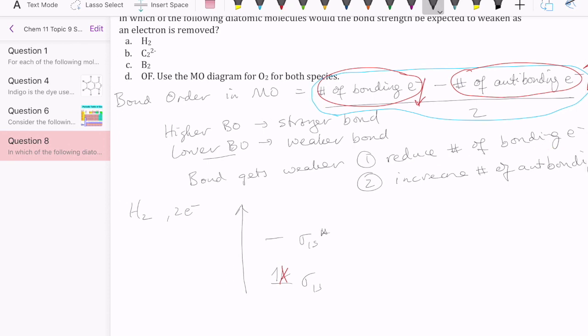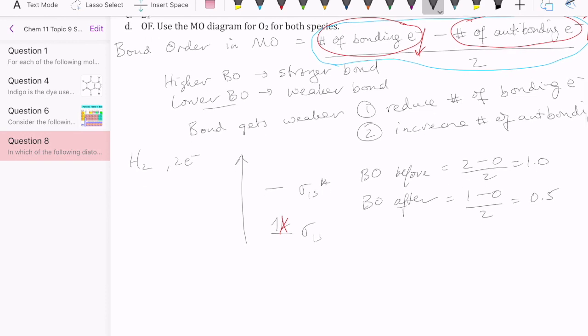You can show this effect by calculating the bond order. The bond order before you take out that electron would be 2 minus 0 over 2, which is 1.0. And then the bond order after you take away that electron is 1 minus 0 over 2, which is a half. So the bond order decreases, and the bond gets weaker.